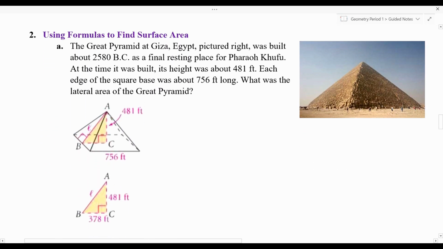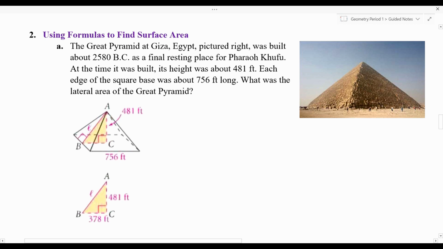All right, using formulas to find surface area. The Great Pyramid at Giza, Egypt, pictured here on the right, was built about 2580 BC as a final resting place for Pharaoh Khufu. At the time it was built, its height was about 481 feet. Each edge of the square base was about 756 feet long. What was the lateral area of the Great Pyramid?